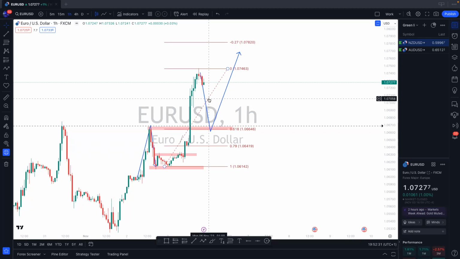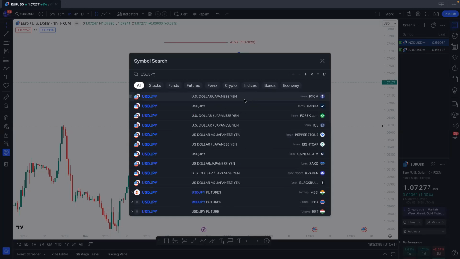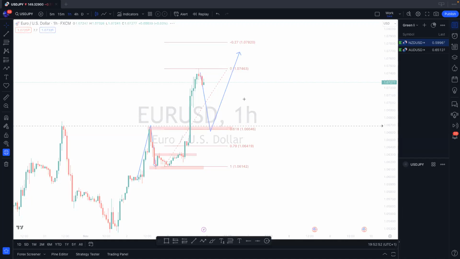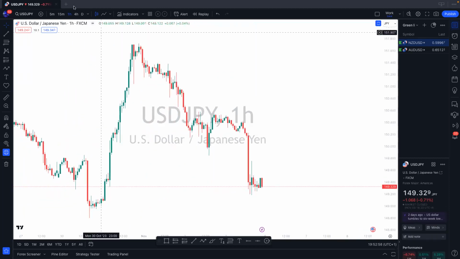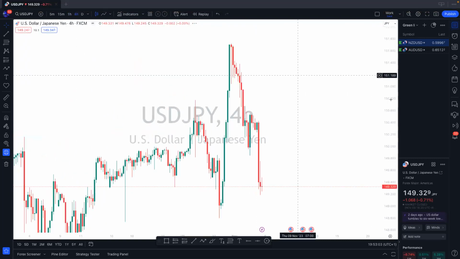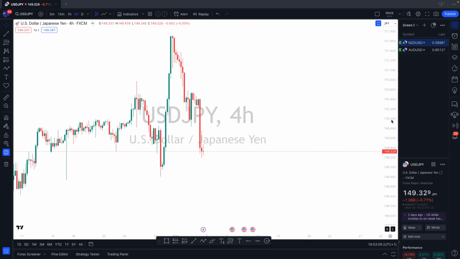Any other currency pairs you guys want us to take a look at? That's USDJPY. Oh, wow. The JPYs, or the USDs, have always had a notorious character of not allowing my strategy to work. So now let's take a look at this.